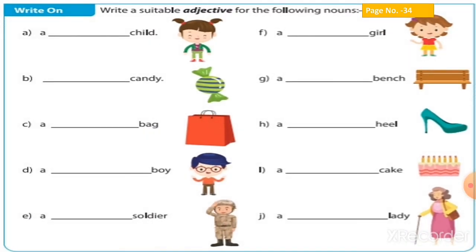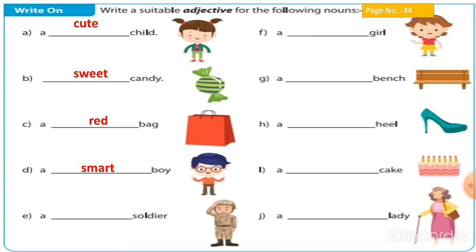Next exercise on page number 34. Write a suitable adjective for the following nouns. Kids, you have to see the picture, and from the picture you have to describe the noun. A. Dash child. A cute child. B. Dash candy. Sweet candy. C. A dash bag. A red bag. You can see the color of the bag. D. A dash boy. A smart boy.